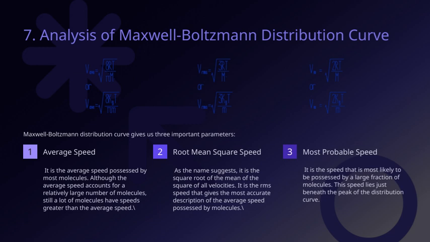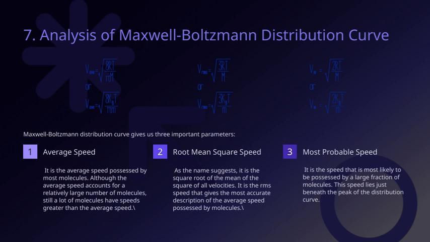Then there's the average speed, which, as you might guess, is the mean speed of all molecules. While this gives us a good sense of the typical molecular speed, it's important to remember that not all molecules are moving at this exact speed. Many molecules actually have speeds greater than the average, so the distribution is quite spread out.